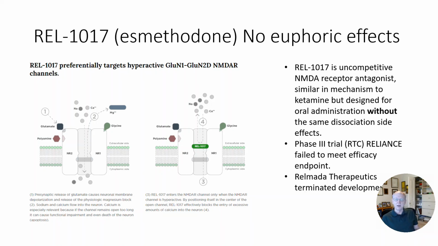Now, this poor company, Relmada Therapeutics, developed a drug where it preferentially targets the NMDA receptors, but you get no euphoric effects and no psychedelic effect. But you do get all the other biochemical effects. Interestingly, it did not work. All right. So people don't dissociate, and even though you're kicking up all that BDNF and all that other stuff, they got nothing. So that's a data point to consider.